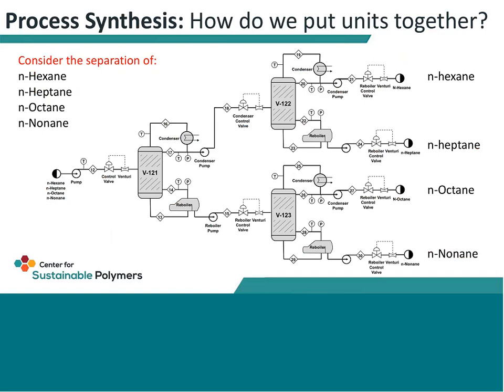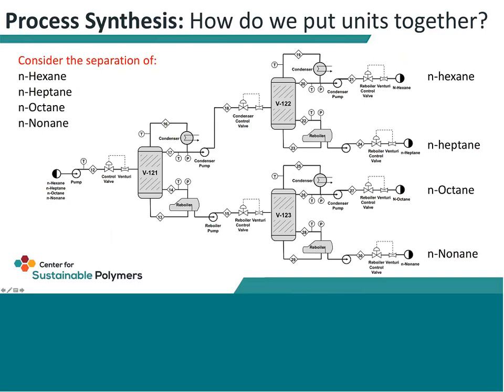Well, you can imagine that the mixture might come into the first distillation column, vessel 121, and you could split this where hexane and heptane went up the distillate, and octane and nonane went out the bottoms here. Then each of those went to their own distillation column, where we then had multiple trays and separations, and we had pure streams of n-octane, and then nonane, heptane, and hexane.